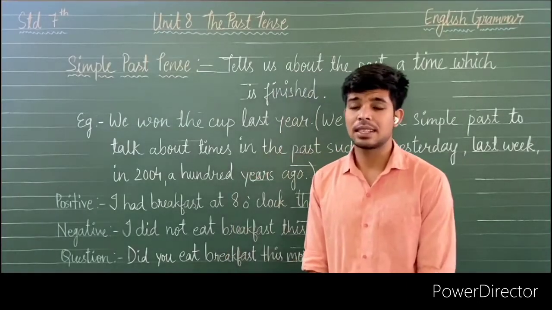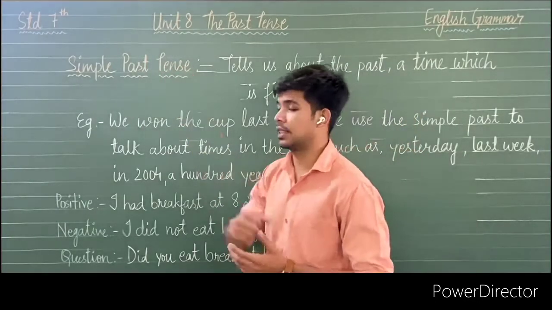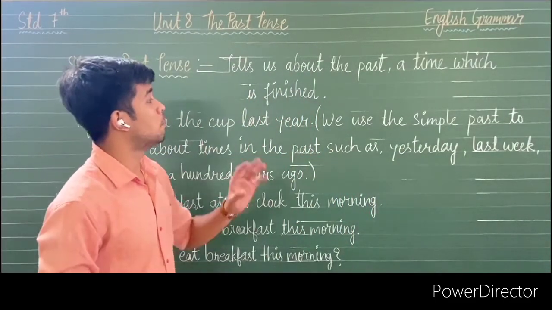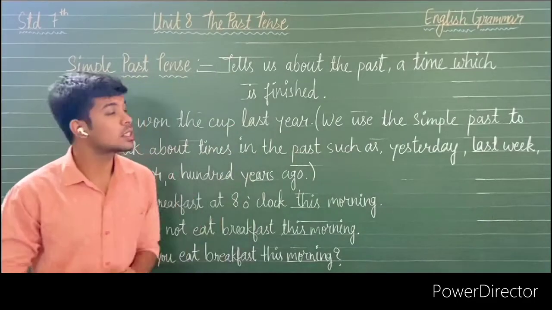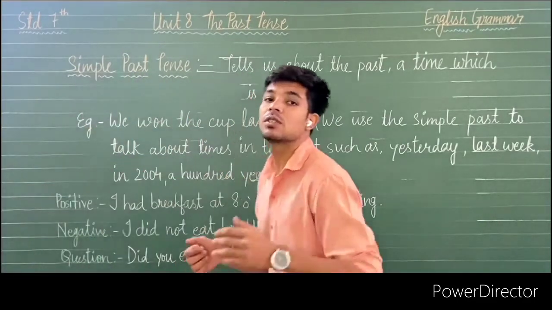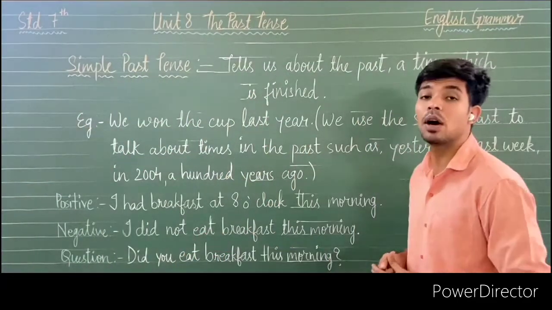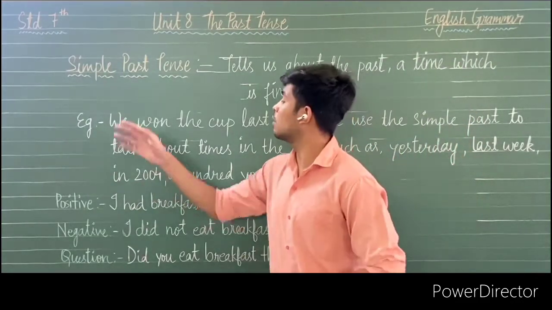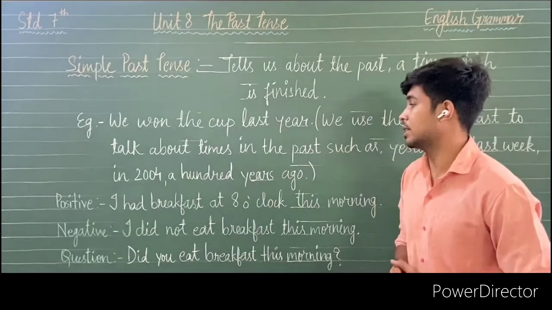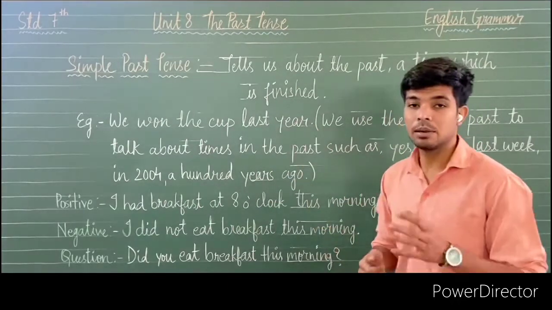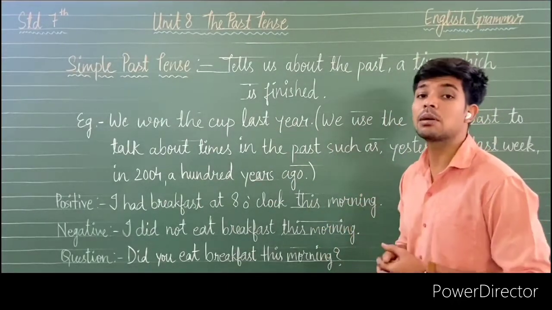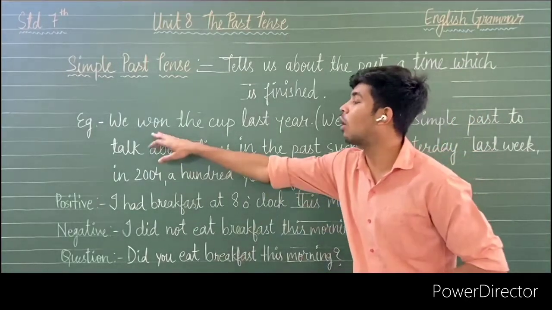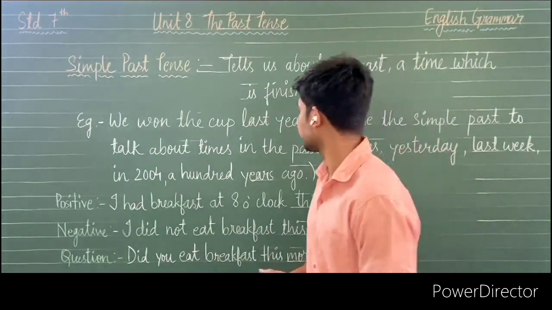Now we will discuss simple past tense. Simple past tense tells us about the past, a time which is finished. The time which is finished is denoted with the help of simple past tense. For example, we won the cup last year. So last year here represents a time which is already complete. We won is the verb.